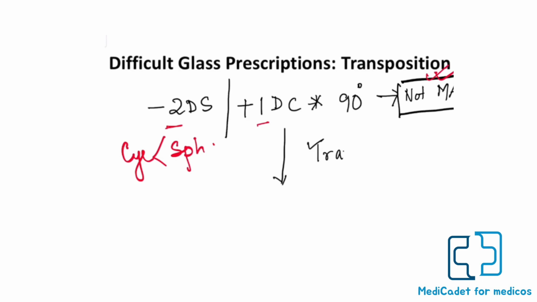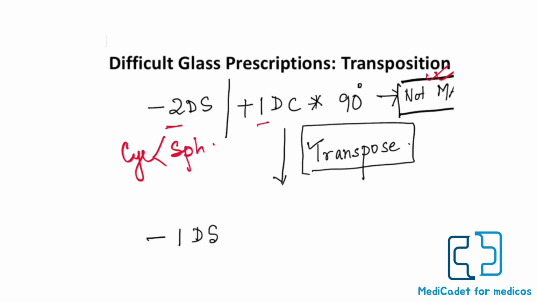So what do I mean when I say transpose? When you transpose, the first step is you algebraically add up the sphere and the cylinder. Minus 2 is my sphere and plus 1 is my cylinder. So I will algebraically add these two. Minus 2 plus 1 will give me minus 1. So that will be my sphere.